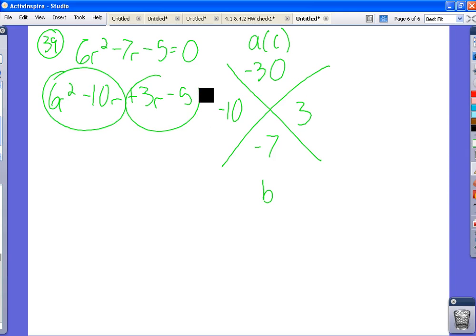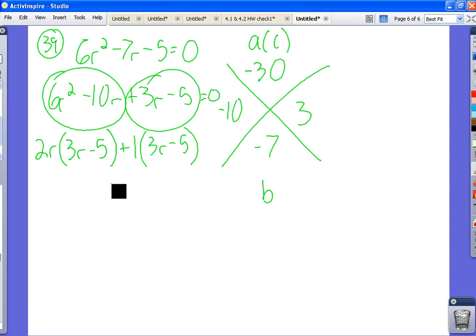Now we're going to look at this group and this group. Can you factor anything out of this group? Do they have anything in common? Yeah, a 2 and an R. Can you factor out an R? Yeah. 2R times 3R minus what? Just 5, right? 2R times negative 5 will give me negative 10R. Do these guys have anything in common? No, we can just say 1. 3R minus 5. What do you see here? They're the same. You could factor them out. We can factor out 3R minus 5. What we're left with is 2R plus 1. That's it. That's the factored form.